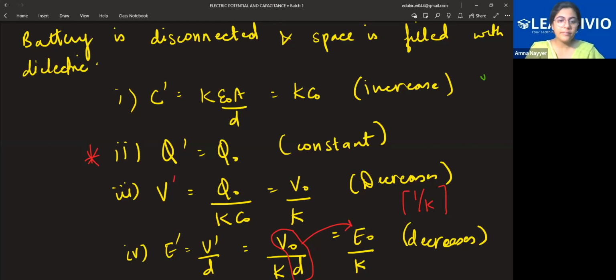Then we have the electric field. The electric field again depends upon the potential difference. So since the potential difference is getting divided by K, the electric field will also become 1 by K times. So these are the things which you have to remember, especially from the examination perspective and the numericals, because the questions we have practiced are direct, but their applications can be different depending upon this.